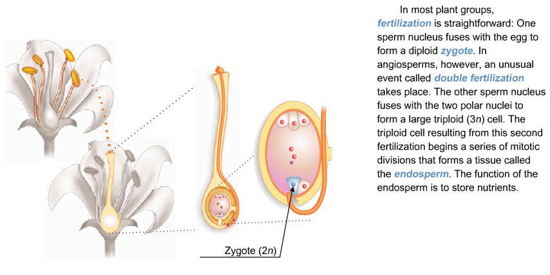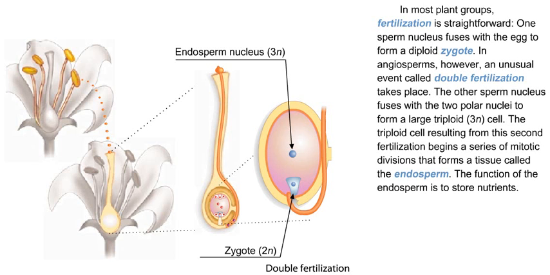In angiosperms, however, an unusual event called double fertilization takes place. The other sperm nucleus fuses with the two polar nuclei to form a large triploid, 3N cell. The triploid cell resulting from this second fertilization begins a series of mitotic divisions that forms a tissue called the endosperm. The function of the endosperm is to store nutrients.